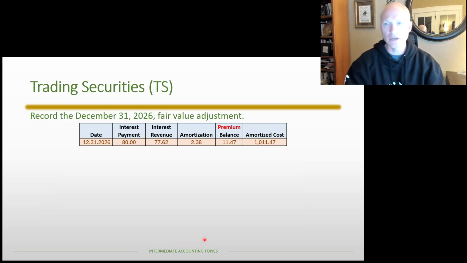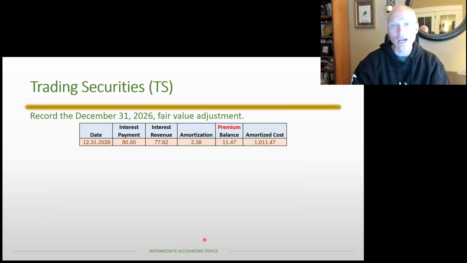And then the fair value adjustment. This is maybe the one that might be a little bit harder, but again, this is now the third time we've done a fair value adjustment. And so hopefully it's not too bad. So we're going to walk through it real quickly. This will be the last thing that we cover in this video.